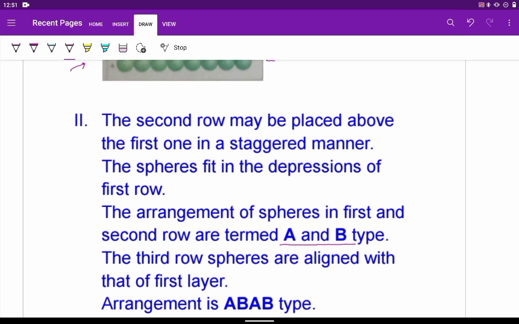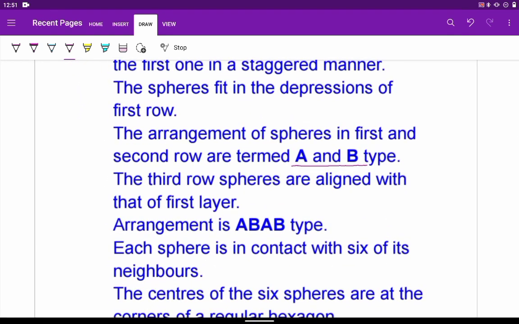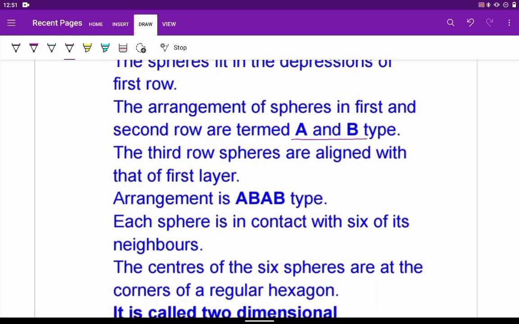And the third row spheres align with that of the first row. So it is AB type. So this is the first and the third. You see, first and third will be of the same alignment. And the B, that is the second row spheres, fit in the depressions of the first row. In this, each sphere will be in contact with 6 of its neighbors.